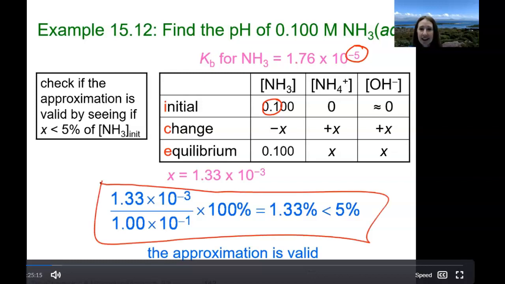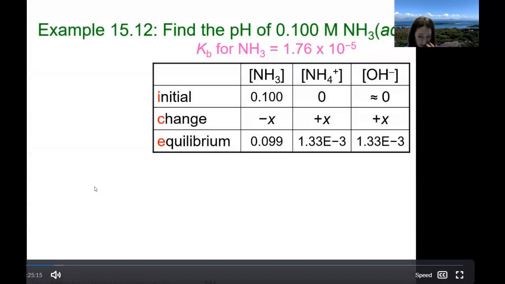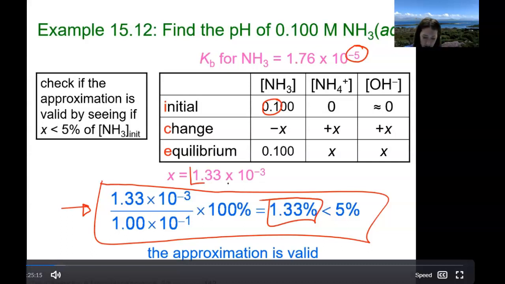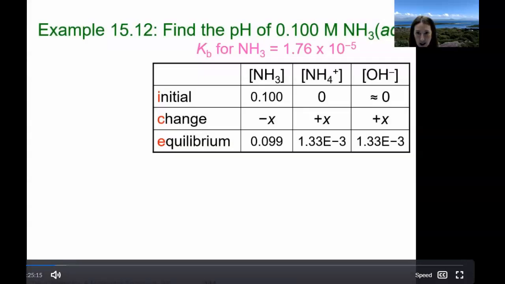Now, again, if I asked you the percent ionization of this, you would be like, oh, it's 1.33%. Remember, this is like a 2 birds, 1 stone kind of problem. I didn't ask the percent ionization, but if I did, it's the same thing as checking that X is small. Okay, so now we know that we're good, right? And remember, this is our hydroxide concentration, not our hydrogen.